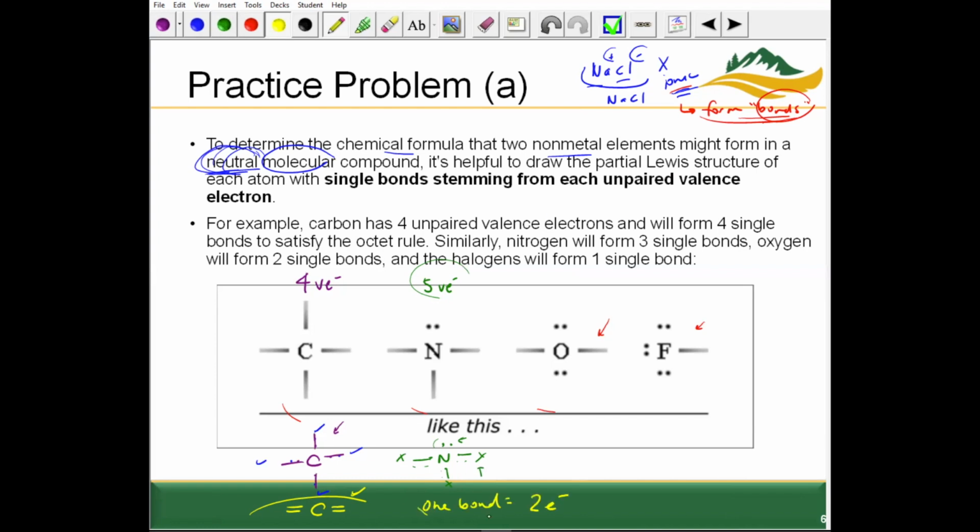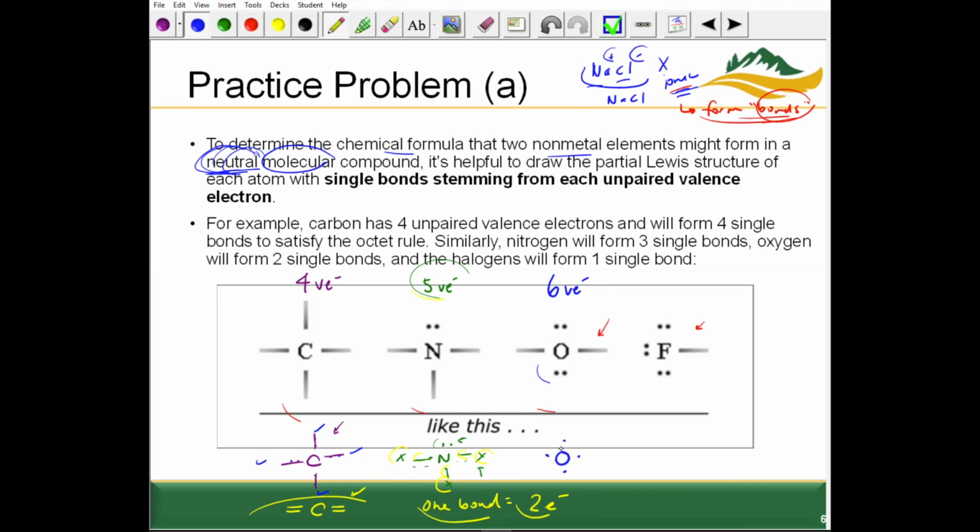And remember, 1 bond contains 2 electrons in that bond. So 1, 2, 3, 4, 5, 6, 7, 8. Where 3 of those electrons from nitrogen are coming from 3 other atoms, because nitrogen itself already has 5 valence electrons. Based on oxygen's placement in the periodic table, oxygen has 6 valence electrons.